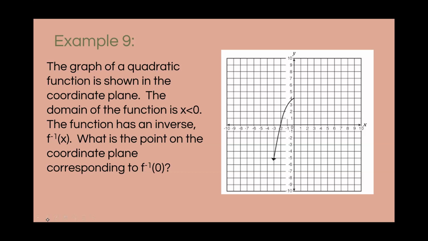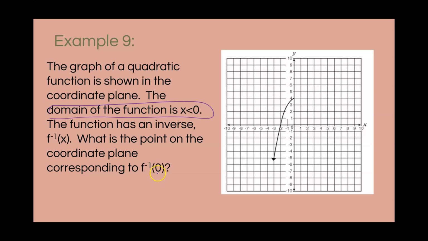Okay? All right, let's do another one. The graph of a quadratic function is shown in the coordinate plane. The domain of the function is x is less than 0. So that's saying that it only took the negative side of the quadratic, because you know a quadratic does this. Well, this graph is just telling you that the domain is saying I only want the negative ones. So it's just giving you a bunch of information that is good to know, but it's not really helping us in our question, because the question is saying the function has an inverse. What is the point on the coordinate plane corresponding to f of inverse 0?